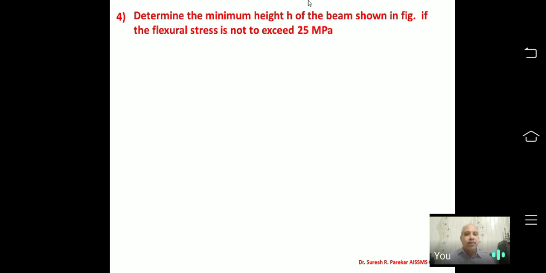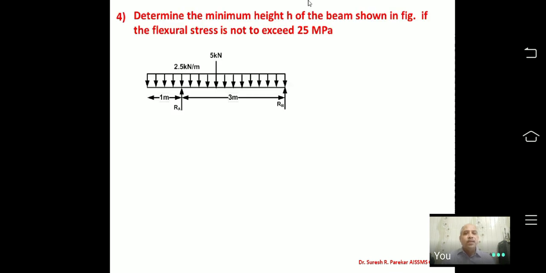Now we will go to the fourth problem. We have taken each problem separately. Now this beam is given. Determine the minimum height h of the beam shown in the figure if the flexural stress is not to exceed 250 MPa.